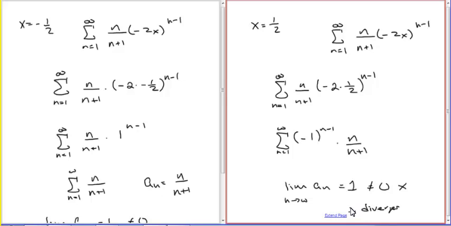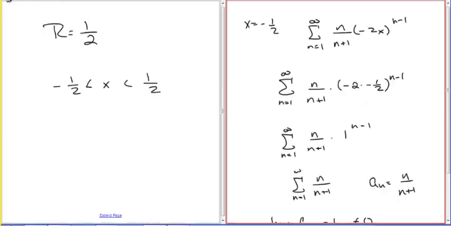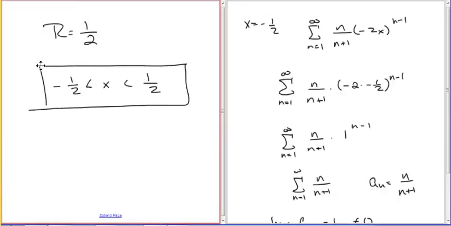And so this doesn't work on either side, so we just stay with the open interval. That's the final answer because both the endpoints do not converge. That's our first example where they don't both converge. Okay, then we have the last problem. Actually, let's do that separately.